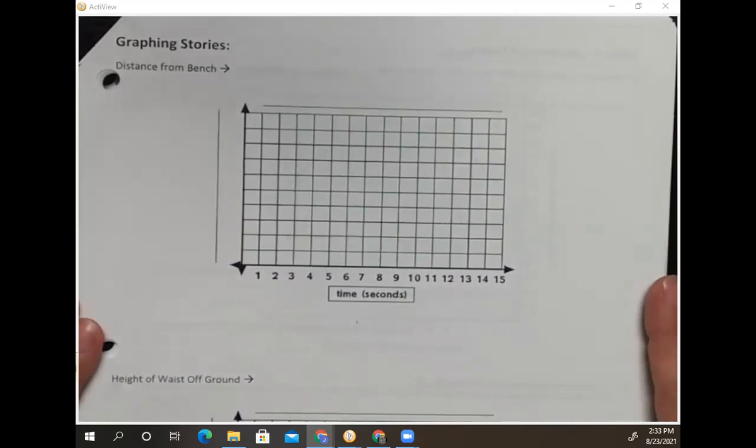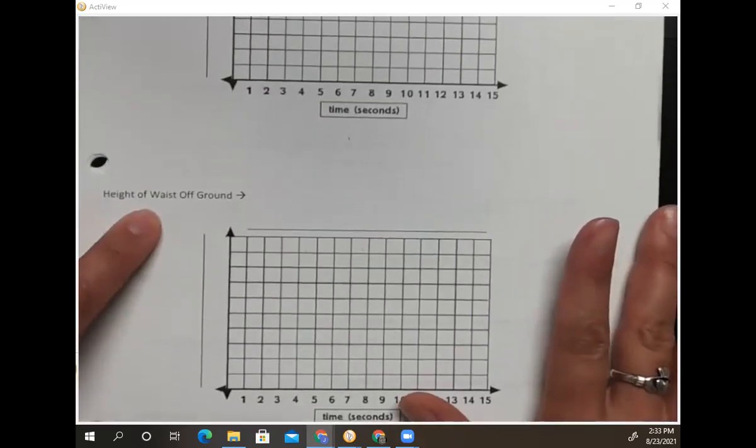So on page 11, we have two different coordinate planes that we're going to work on. And we're going to sketch graphs on here based on a couple of videos that we're going to watch. We have two short videos that we're going to see. The first one is called Distance from the Bench. The second is called Height of Waist Off Ground.